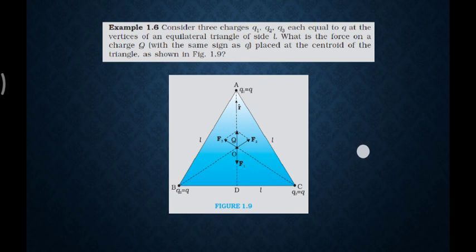Now what we have to find: consider charges q1, q2, q3, and then Q at the vertices and centroid of an equilateral triangle whose side is L. So the length of this side of the triangle is L. What is the force on Q? That is, what is the force felt by Q?